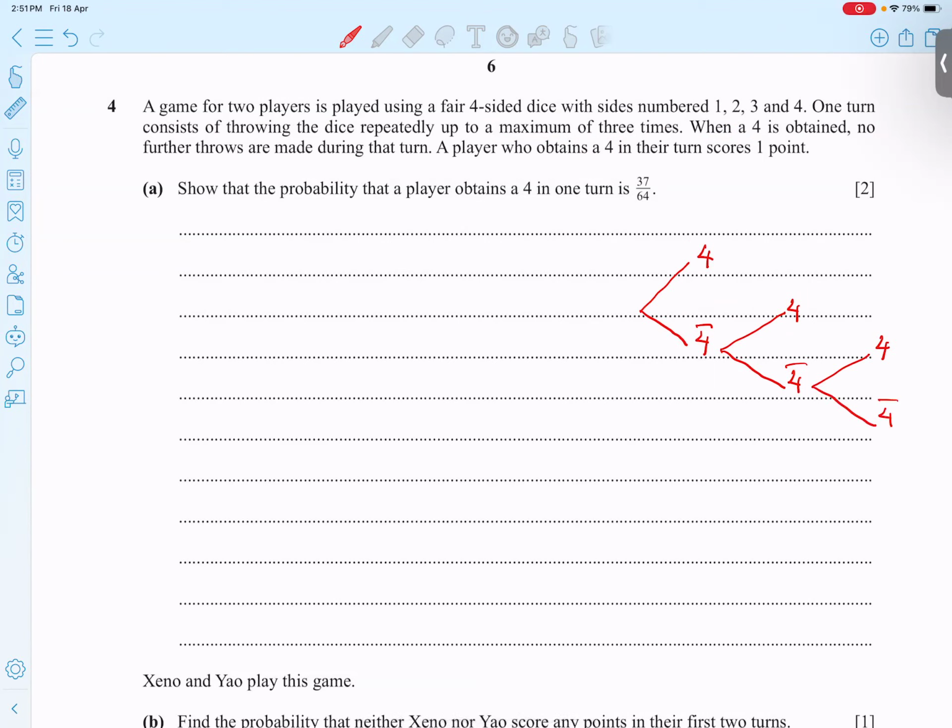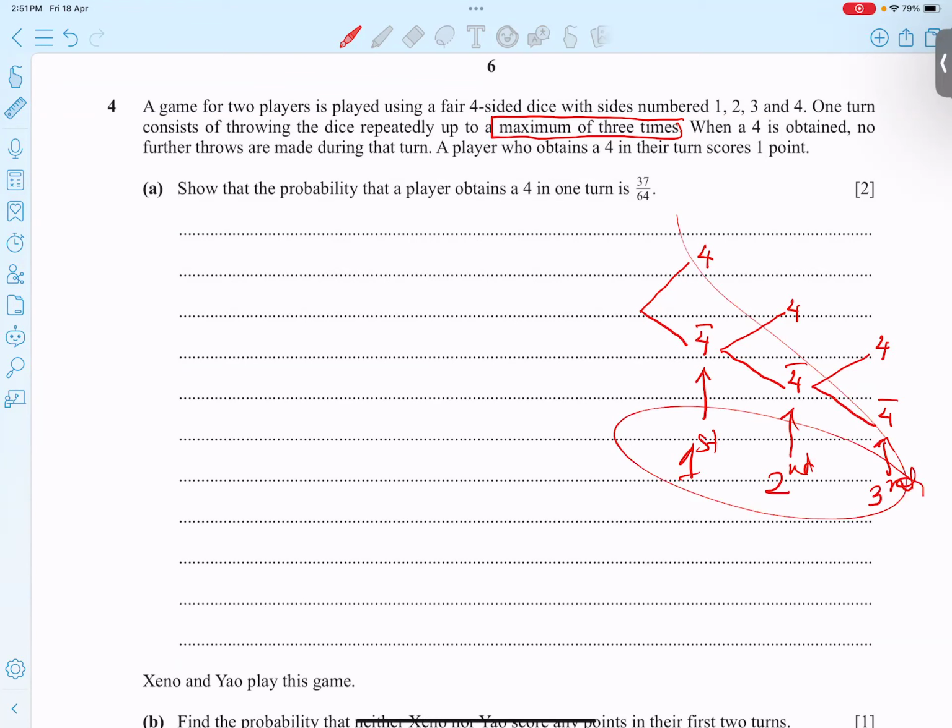And he's saying, show the probability a player obtains a 4 in 1 turn is this much. One turn means this full thing represents his turn actually. Some students think this is called a turn. Not at all. Turn means he is throwing 3 times maximum. That is why, see, first, second, and third. Let me write it here: this is the first, this is called second, and this is called third. So 3 times he will try.